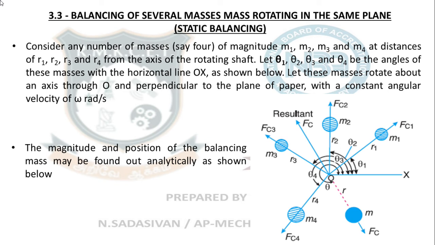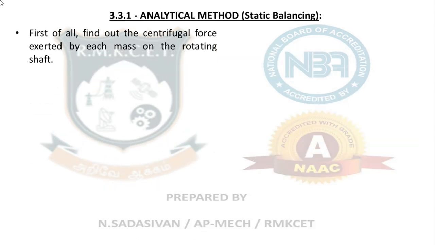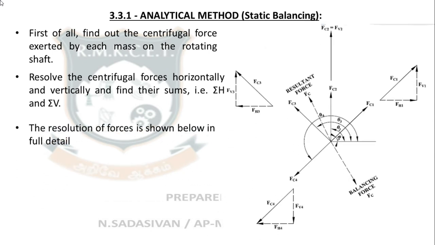There are two ways of doing problems: analytical method and graphical method. We will be concentrating only on graphical method. The analytical method involves a lot of calculation. It is unnecessary. But just have a look at this diagram. What do we do in the analytical method? Each arrow mark represents the resultant force created by each mass.